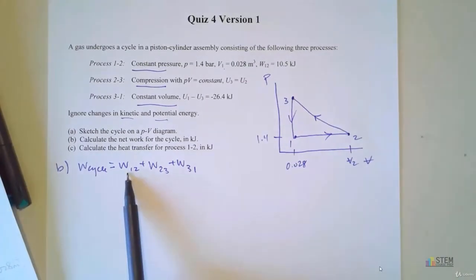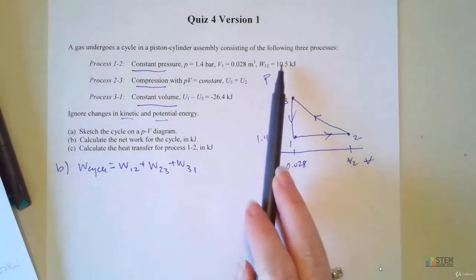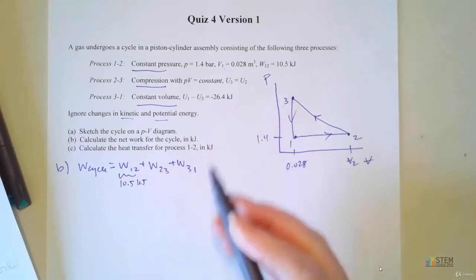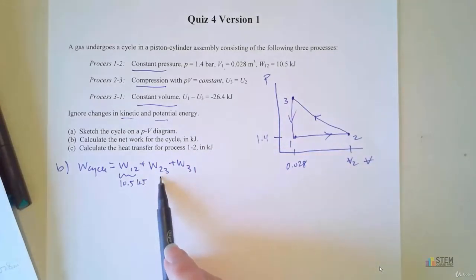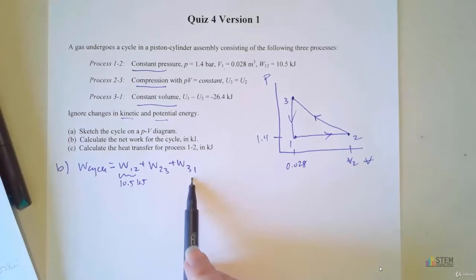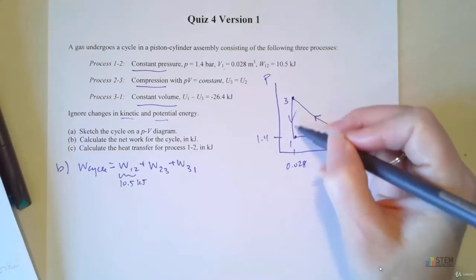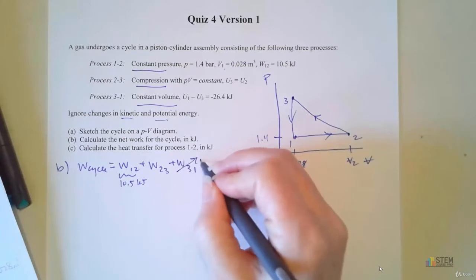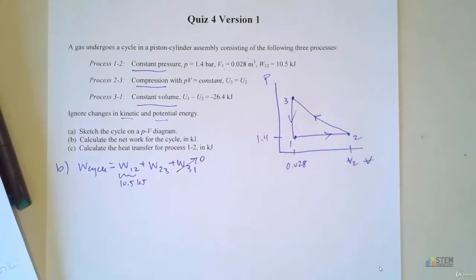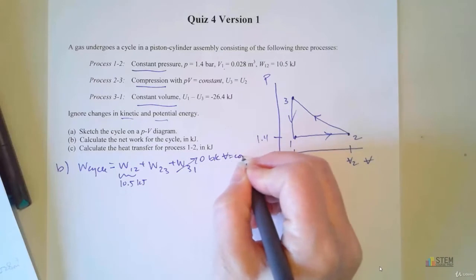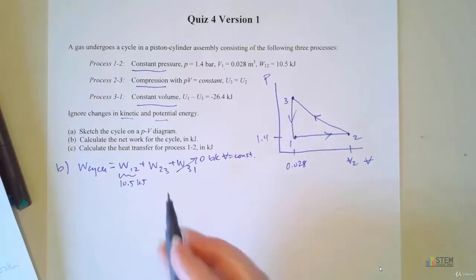Now if you look at these, W12, that was given, right? That was positive 10.5 kilojoules. W23, we don't know that. That wasn't given. And then W31, what do we have for that? That's right, that should be 0 because we have constant volume. Remember, anytime on these diagrams you have a straight vertical line, you're not going to have work done because volume's not changing. So that one goes away, because V is constant. That leaves us with this one.